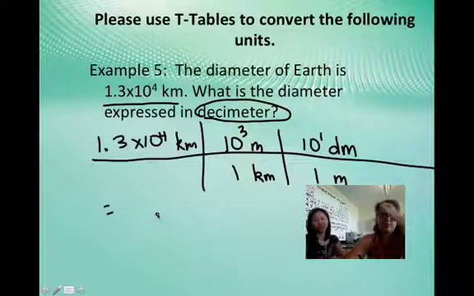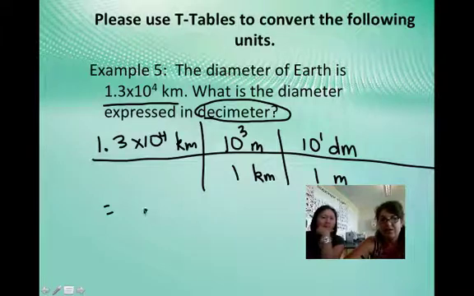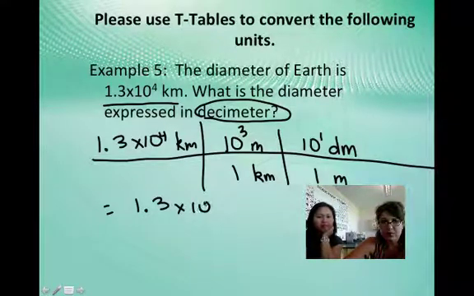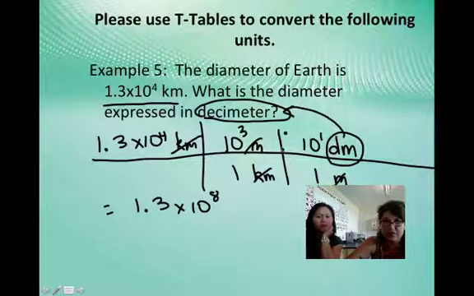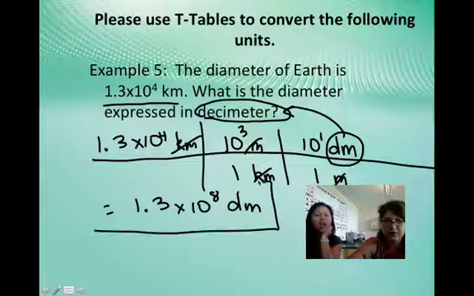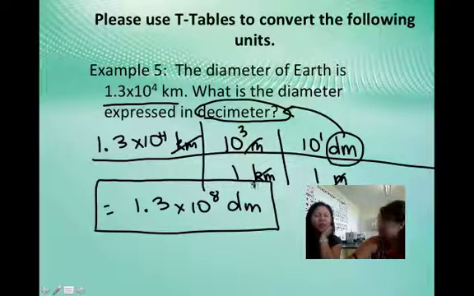Do I need my calculator in that? I don't think so. Let's not bother with it. So it's 1.3, and then we're going to add the exponents. 4 plus 3 plus 1. That's 8. And then kilometers is a goner. Meters is a goner. This is what we're left with that matches our target. We are good to go. 1.3 times 10 to the 8. Done with that problem.